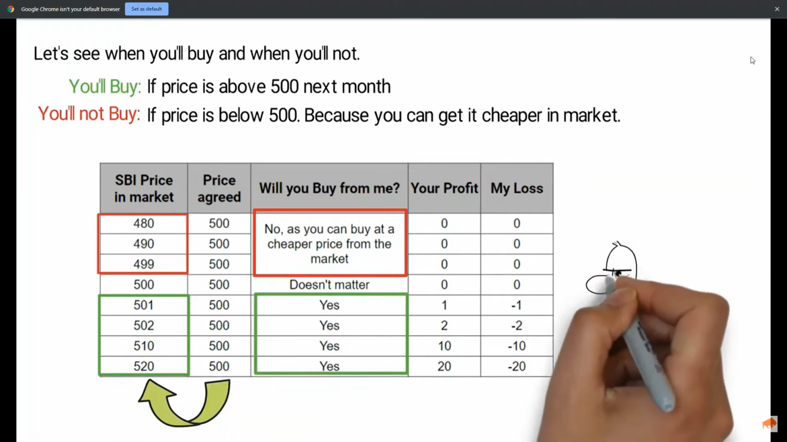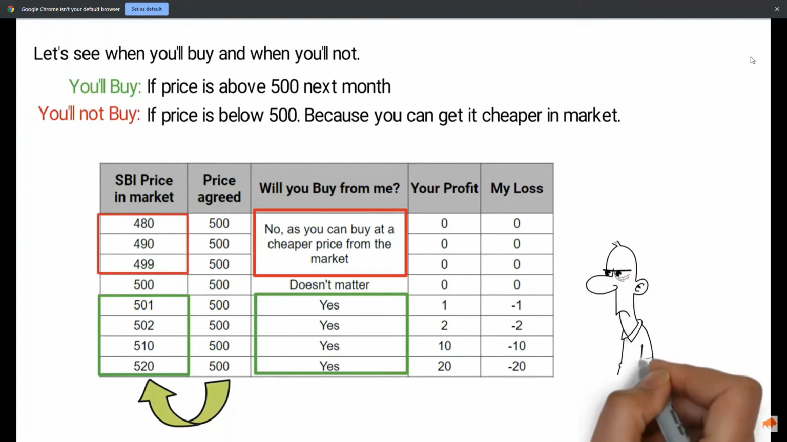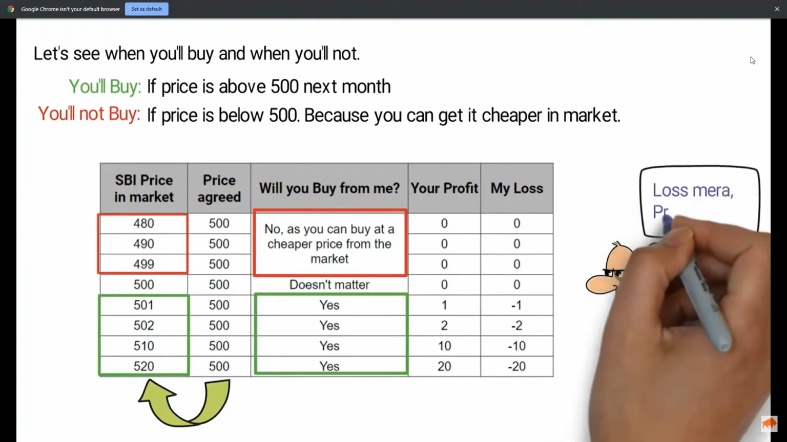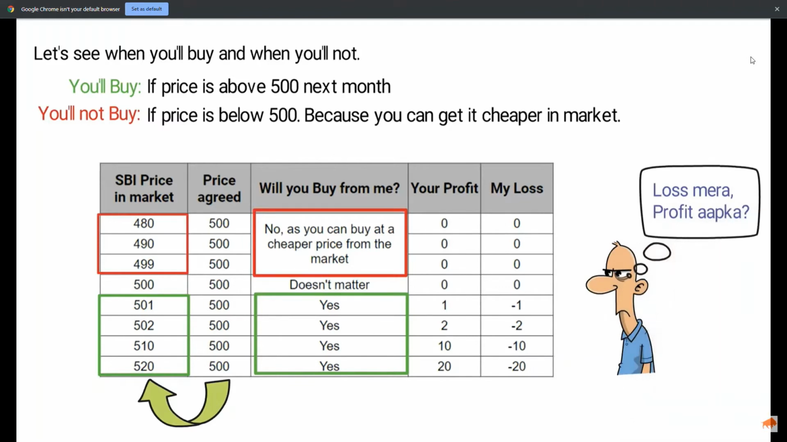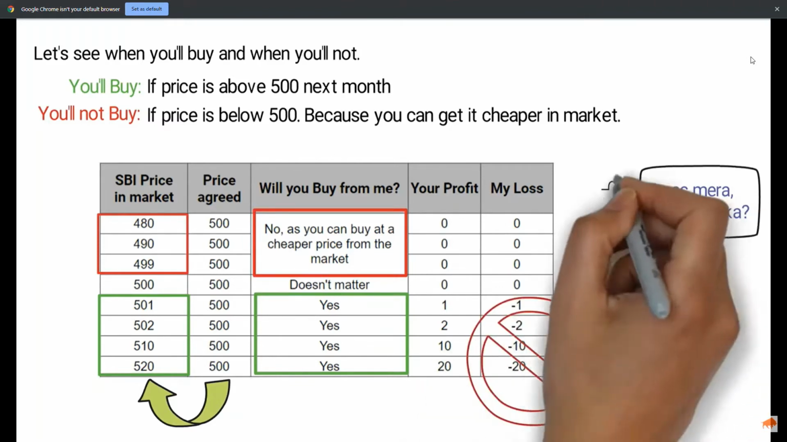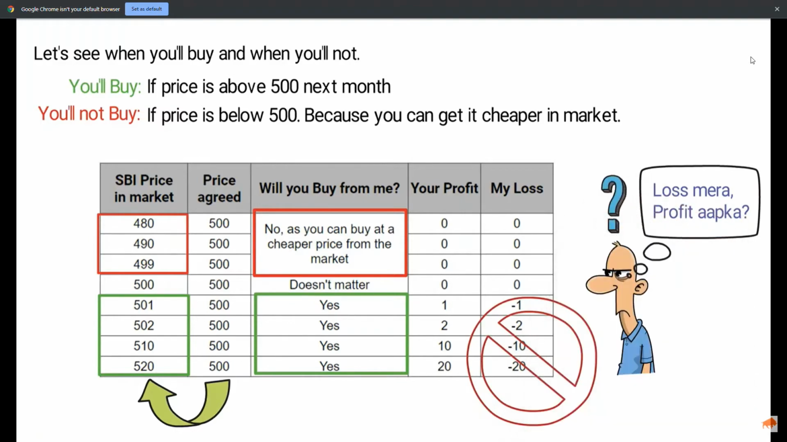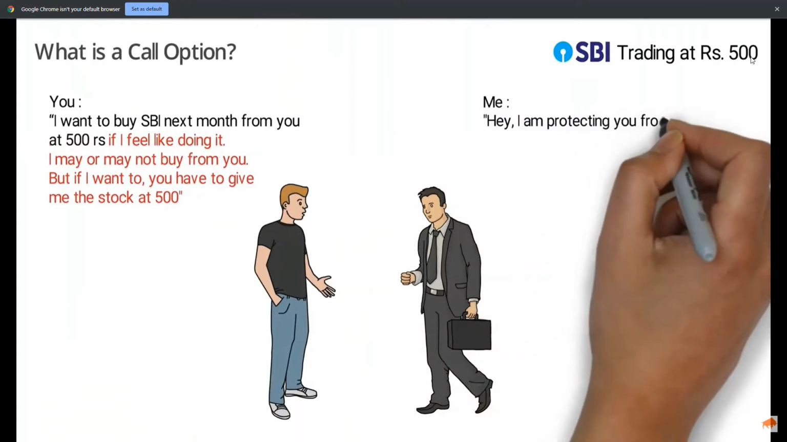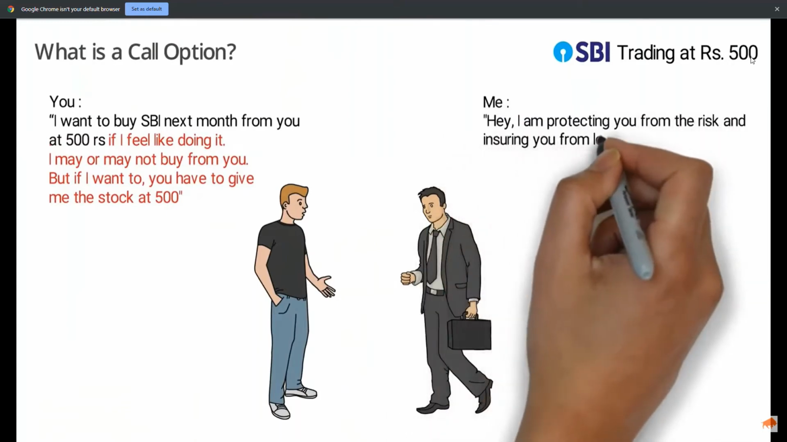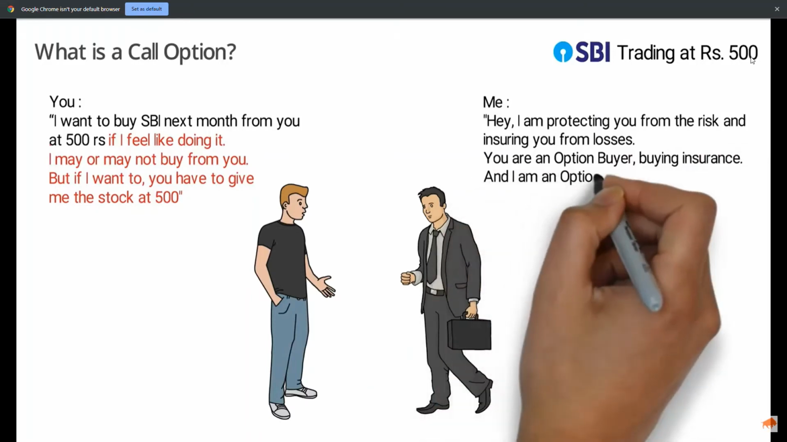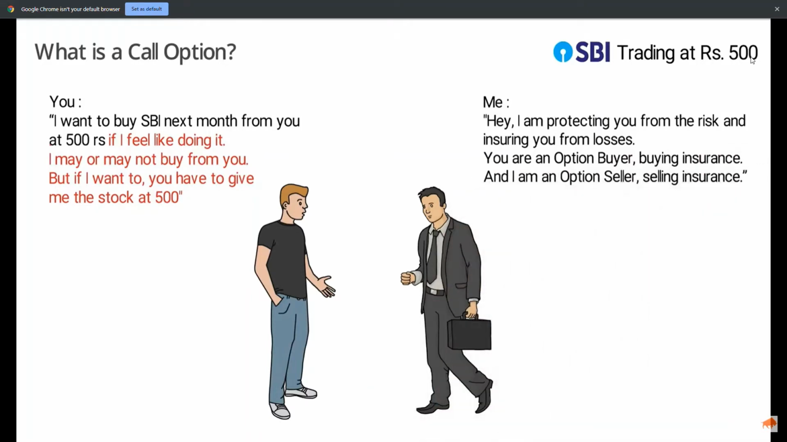Obviously, I don't like the deal, as you will buy it only when it suits you or when you are making a profit. Basically, loss mera, profit aapka. I was going to refuse the deal, but then I gave it a second thought. So I approached you again with a new perspective, saying, hey, I'm protecting you from the risk and insuring you from your losses. You are an option buyer buying an insurance, and I am an option seller selling the insurance.